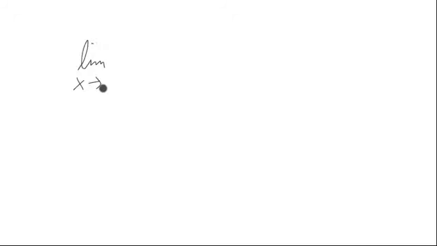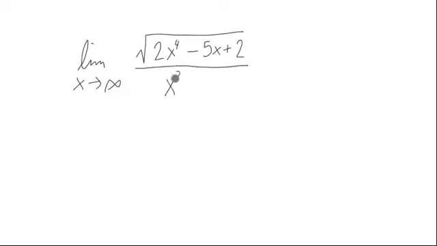Okay, so let's suppose that we have something like the square root of 2x to the fourth minus 5x plus 2, and let's put that all over x squared plus 7. Now what would this limit be? Well, there's a couple different ways that we could actually do this, so maybe we'll talk about each way.